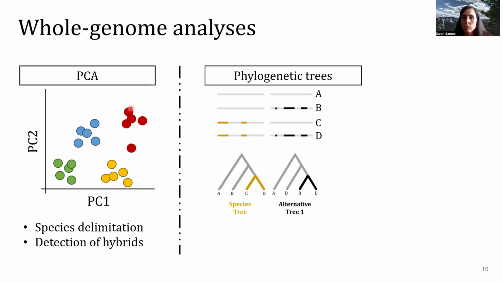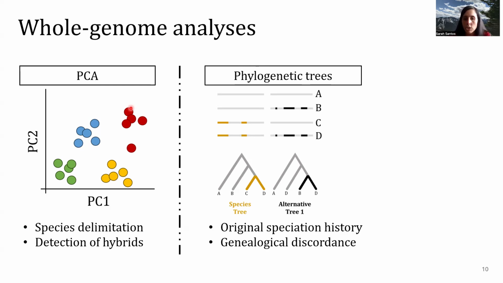Then we can also use phylogenetics or phylogenomics when we're using whole genomes. And basically, we'll either look at genes specifically, or we'll look at the genome partitioned into smaller pieces. Those pieces can be of different sizes. They can be bigger or smaller, and I'll talk about that later on. But basically, we're just estimating the evolutionary relationships and trying to distinguish between a species tree and an alternative tree. So the original speciation and genealogical discordance.